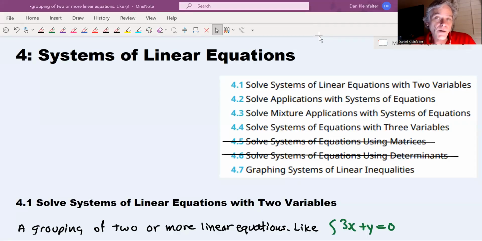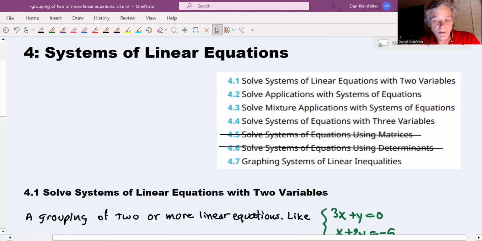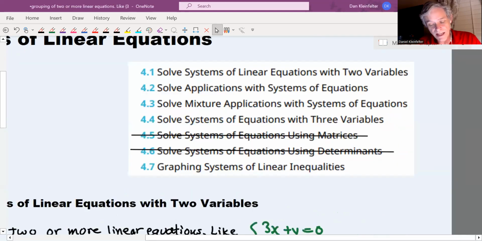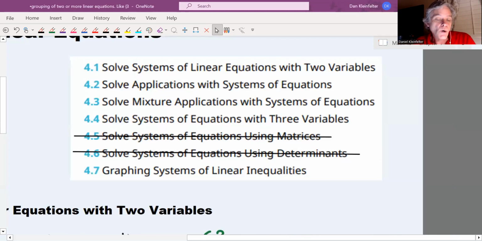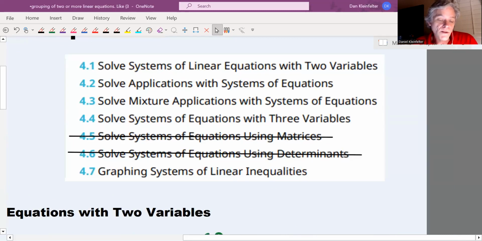Welcome back. In this video, we're going to start chapter 4, which is about systems of linear equations. As always, when we start a chapter, it's a good idea to look ahead and see what we're getting into before we get into it. The title is Systems of Linear Equations. There are a total of 7 sections in the chapter. We're only going to go through 4.1 through 4.4 and 4.7.